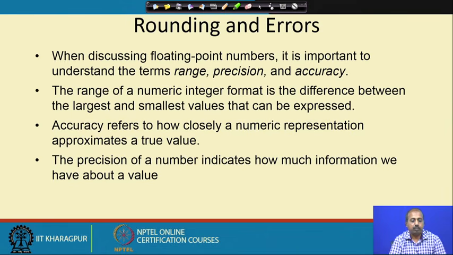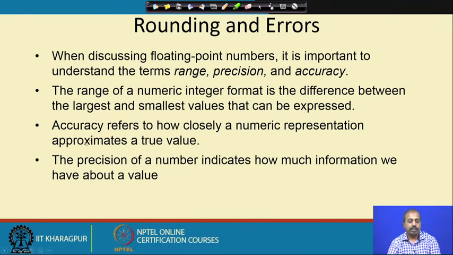There are three important terms with respect to floating point numbers: the range, that is the range of values it can represent, the precision, with what precision it can do it, and the accuracy level. Range is simple. The range of an integer format is the difference between the largest and smallest values that can be expressed. Accuracy refers to how closely a numeric representation approximates a true value, and precision means how much information we have about a value.